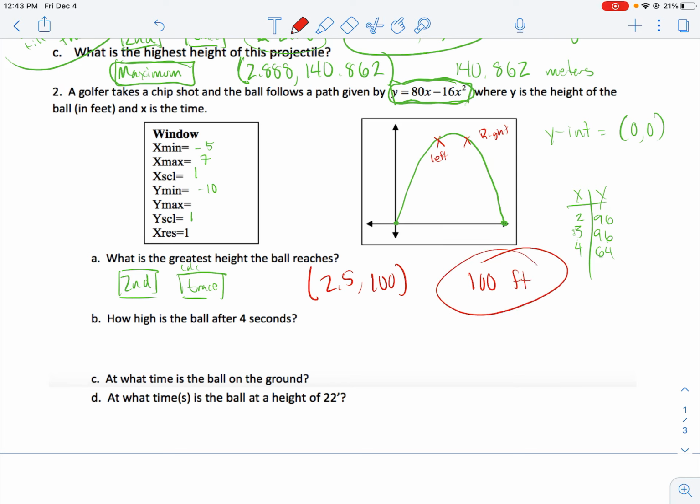Okay, so make sure when you're answering these, you don't just put 100, you put 100 feet because it's a real world problem, right? These numbers actually mean something. Okay, how high is the ball after 4 seconds?